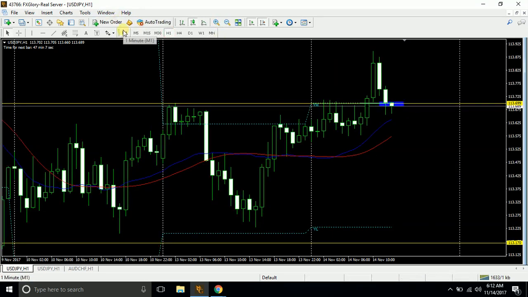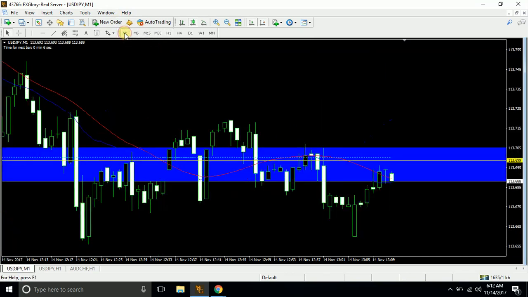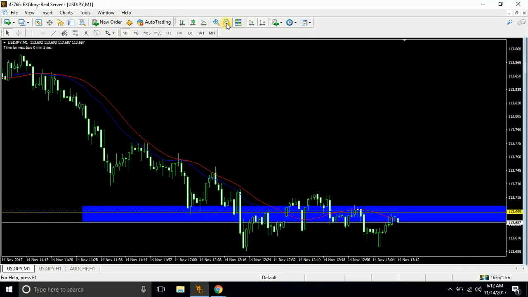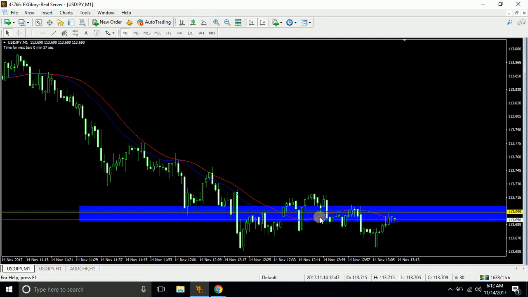Okay, so let's look at the 1-minute chart. Here, we can see weight pushing price down, and we do not have a cross. So this is a good indication we're still in a downward push.